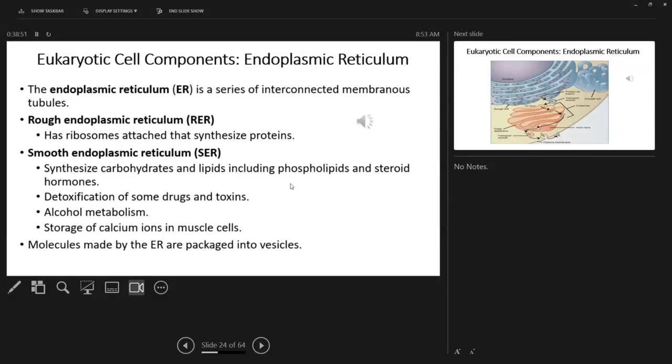Alcohol is a toxin. In the muscle cells, there's a special kind of smooth ER that stores calcium ions, and part of the process of a muscle being triggered to contract involves calcium being released into the muscle cells from the smooth ER in those cells.